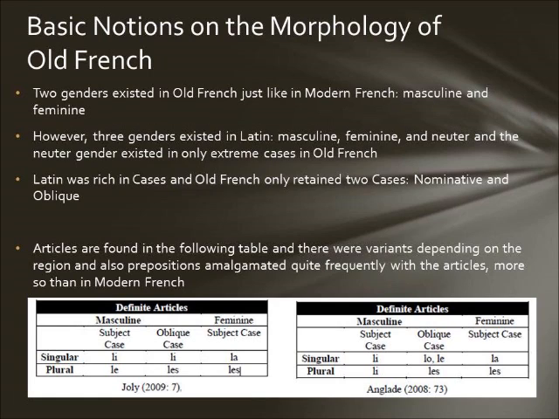So if we just quickly look at the definite articles, for masculine, for the subject case, it's actually just li for singular, and li for plural. In the oblique case, we have le and then les. So in the plural, it looks quite similar to what we use now in modern French. And then for the feminine, we have la and les, which is identical to what modern French uses. There's a little bit of discrepancy in the literature. Joly 2009 uses li for the oblique case, but Anglade 2008 uses lo and le for the oblique case.